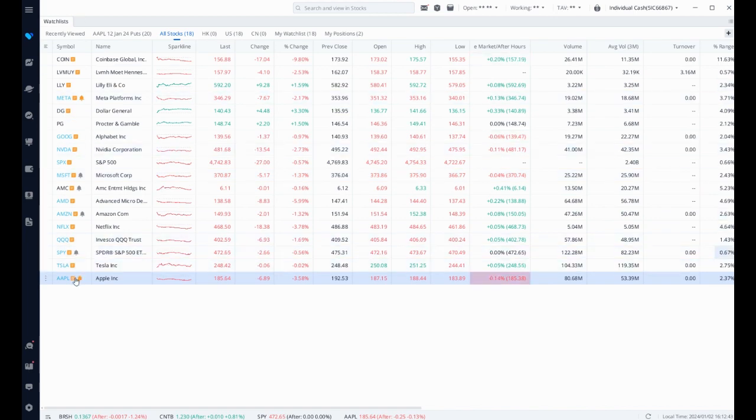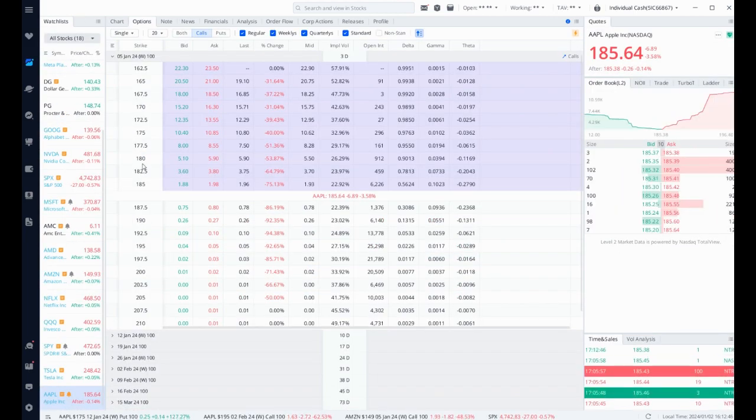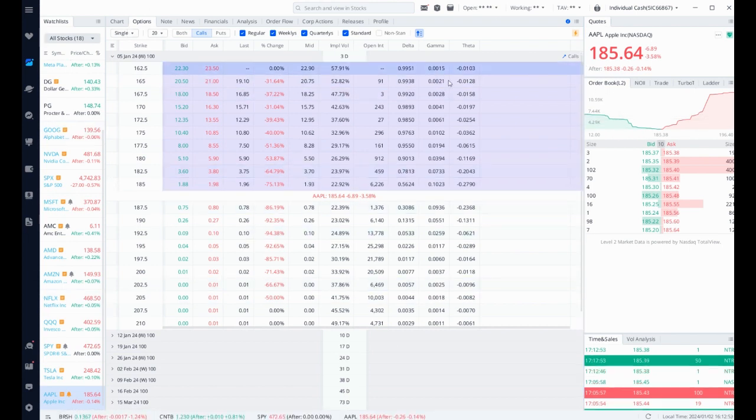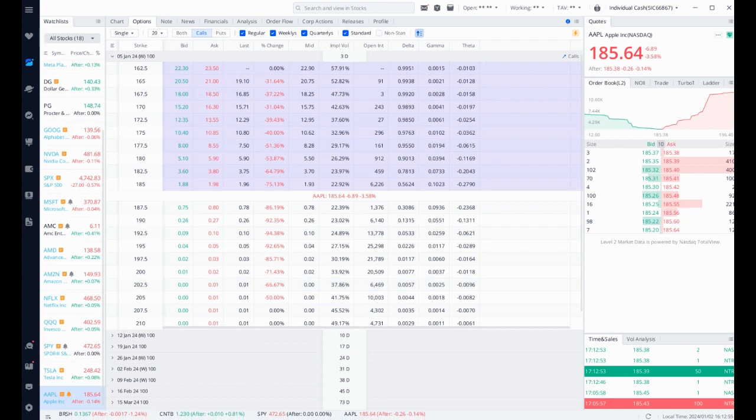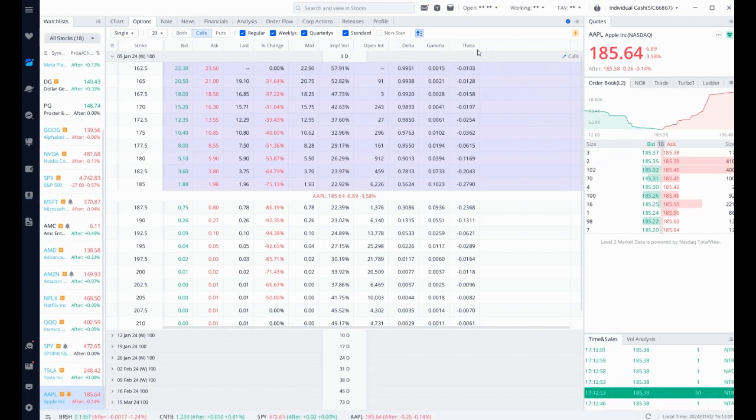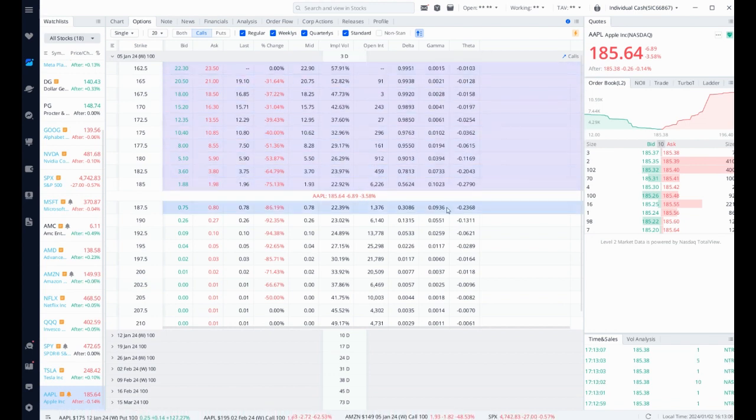So we're gonna go into Apple real quick because most of us got iPhones. So this is what we're looking at real quick. I know you see all these numbers, but please don't be intimidated by all this. Some of this stuff is very important, like the delta, gamma, and theta. These are called your Greeks. These are very important, especially if you're a swing trader.